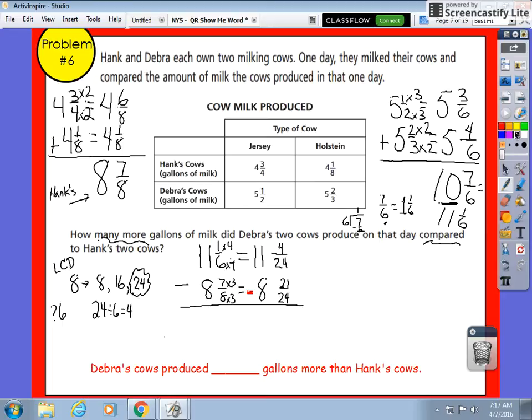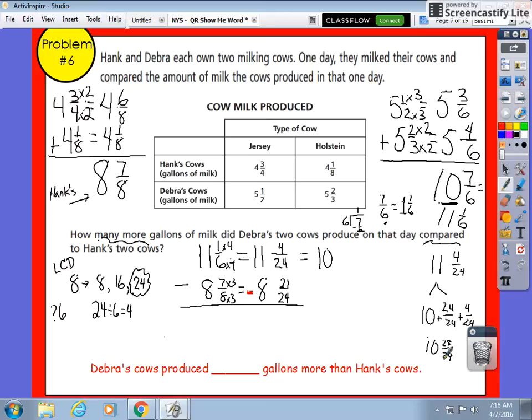Now, when I take a look at this problem, I can see that I don't have enough 24ths in my first number to take away 21/24, so I need to regroup. So remember, when I regroup, I'm going to take one of my wholes from my 11, and I'm going to do this off to the side here. So I have 11 and 4/24. I'm going to say that I have 10 and 24/24 for my 11. I'm going to borrow one whole to get more 24ths, but I still have that 4/24. So I end up with 10 and 28/24.